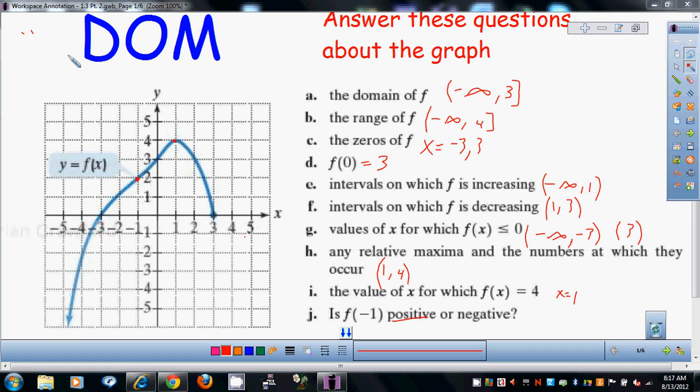If you're sitting at home and you didn't do the DOM, I'm going to leave that on the board for you to copy it while I introduce you to the lesson.